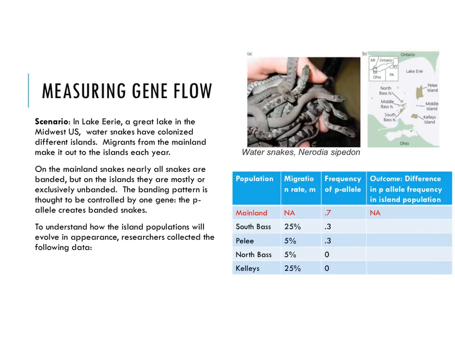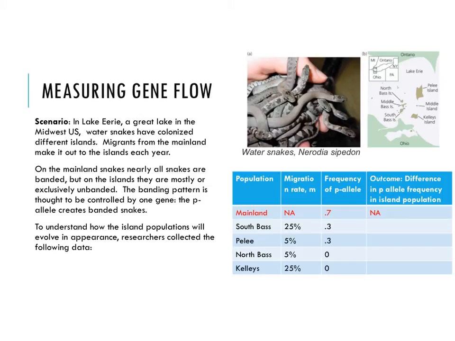so let's look at a real world scenario to help us understand what this equation is telling us. So we're going to focus in on water snakes in Lake Erie. Lake Erie is a great lake in the Midwest. And in this Great Lake, water snakes have colonized a bunch of different islands. They're also on the mainland. And so every year, snakes from the mainland come out to these islands. So they migrate out to the islands.